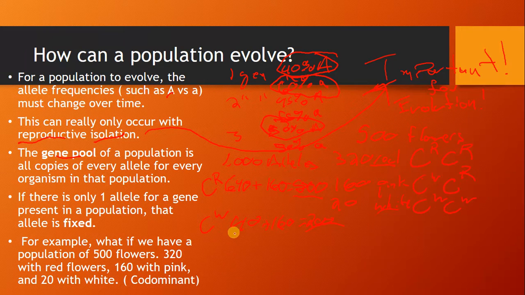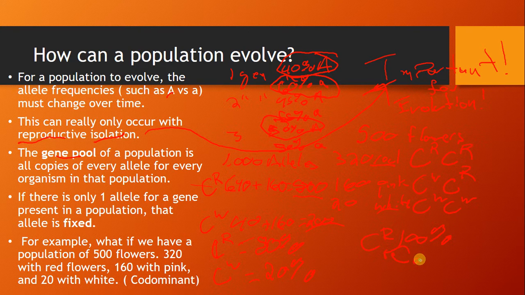That means the prevalence of the R allele is 80%, and of the white allele, or CW, equals 20%. So I did that. That's how I figured out the prevalence, or the frequency of the allele. CR is 80%, CW is 20% in this population. Alright? So, the gene pool is just all 1,000 of these alleles. For example, if there was only one allele, so maybe in this population, none of them were white or pink. They were all red. They were 100% CR.